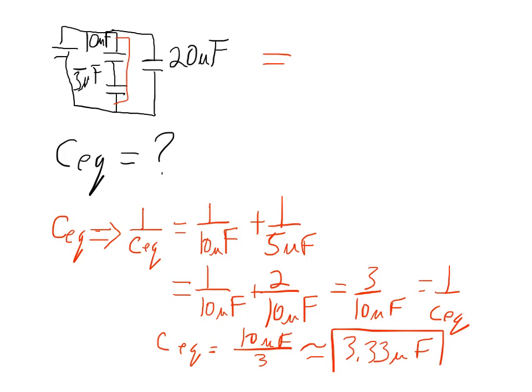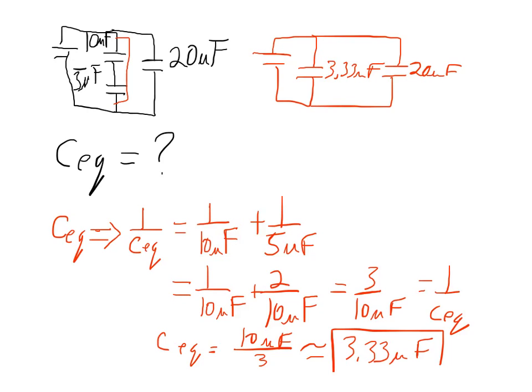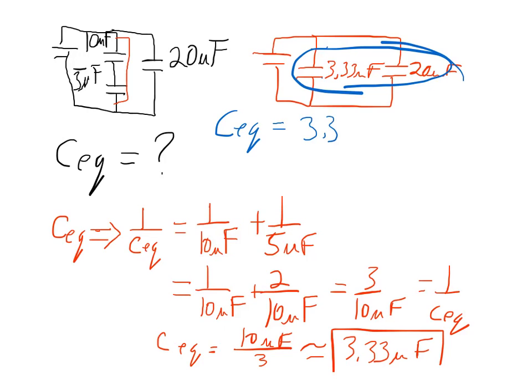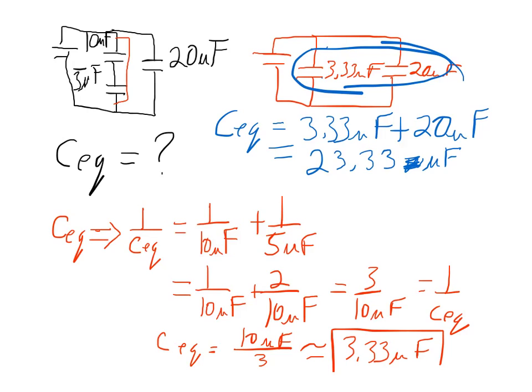Now I can imagine redrawing that circuit with a 3.33 microfarad capacitor still hooked to the 20 microfarad capacitor. And those are in parallel. Notice I just replaced those old two with the new imaginary one from the equivalent capacitance I just found. Now these are in parallel, so they just get added. CEQ equals 3.33 microfarads plus 20 microfarads for an equivalent capacitance of 23.33, whoops, that was sloppy, microfarads. And that's the equivalent capacitance of the whole thing. Works like resistance, except the rules are flipped.